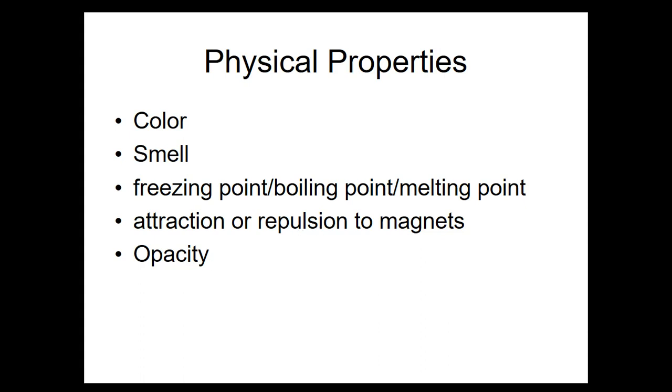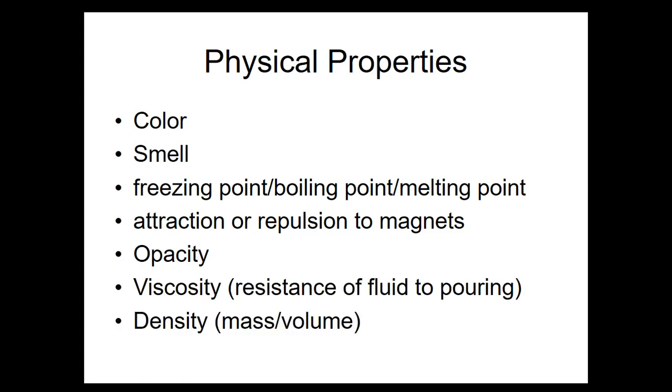Magnetism is physical. Opacity, how it lets light through, is a physical property. If something's very thick, like ketchup is very thick, it's very difficult to pour out of a bottle. That's describing viscosity. Density is describing the ratio of the mass to volume. These are all physical properties.